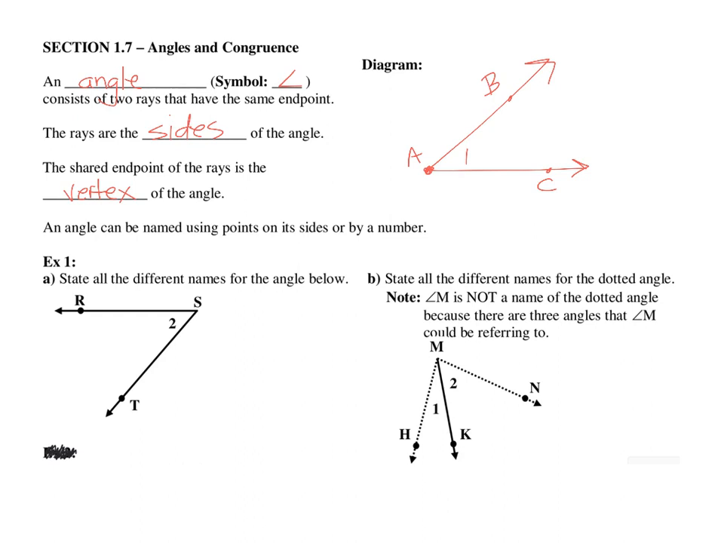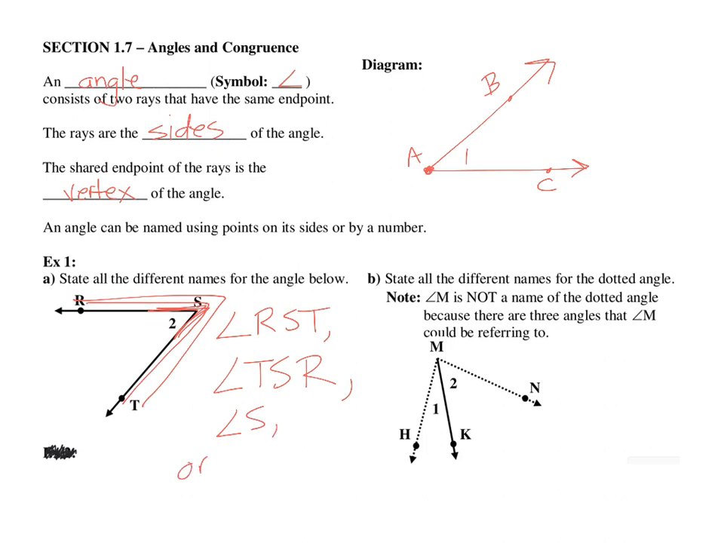State all the different names for the angle below. Well, we could call it RST. It's just like as if you're walking around the angle. We could call it TSR. We could call it angle S, since there's no confusion in this case. Or we could call it angle 2.